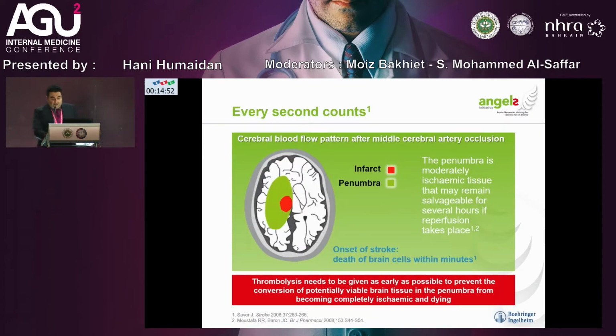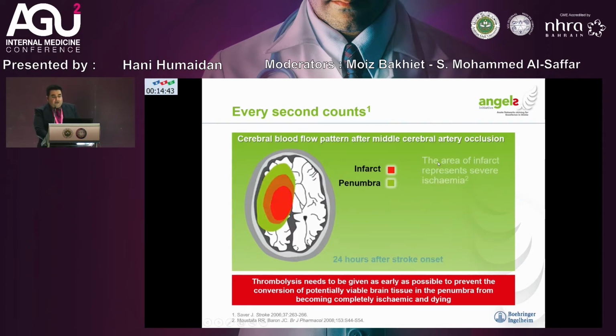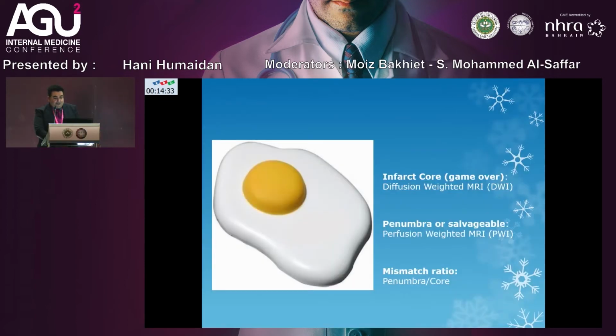Every second counts. Every minute, actually, you're losing about 2 million neurons. So you have the infarcted area in red, and then the penumbra in green. Why is it so important? You have to act really fast so that this dead or infarcted area will not expand, and you can save the area around it.